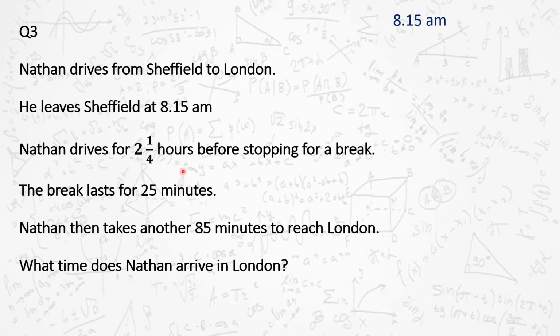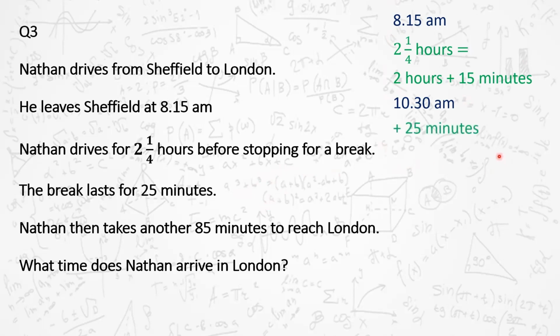He drives for 2.25 hours. So now we need to convert our 2.25 hours to 2 hours and 15 minutes. A quarter of an hour is 15 minutes because there are 60 minutes in an hour. So half an hour is 30 minutes, a quarter of an hour is 15 minutes. Therefore, to add to our 8:15 a.m., 2 hours after 8:15 is 10:15. Then add the 15 minutes, we have 10:30 a.m. So that's when he's stopping for a break. The break lasts for 25 minutes, so we need to add another 25 minutes from 10:30. Now we reached 10:55.